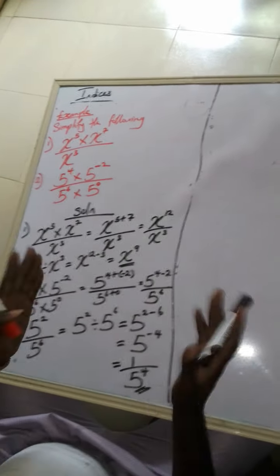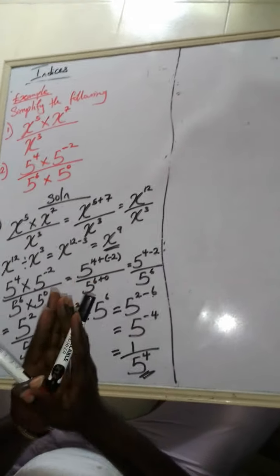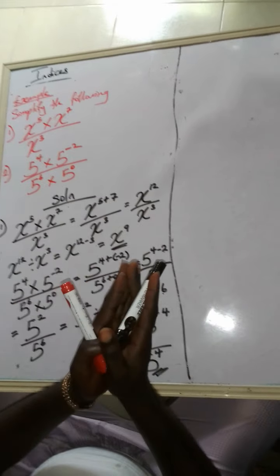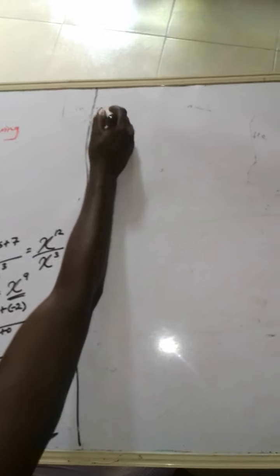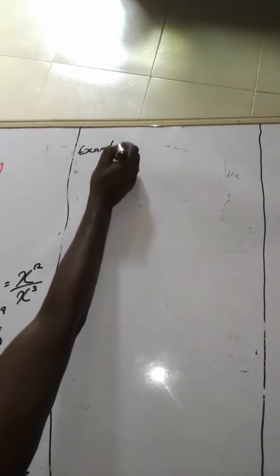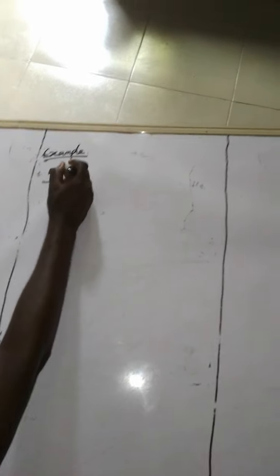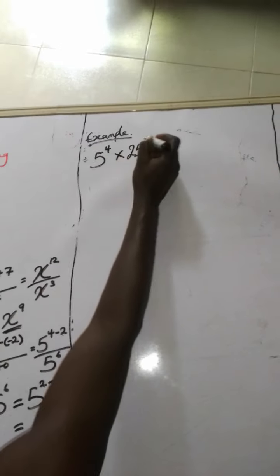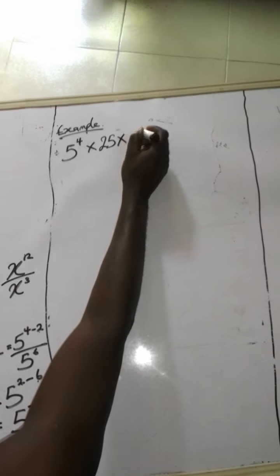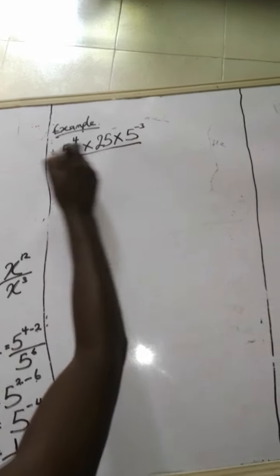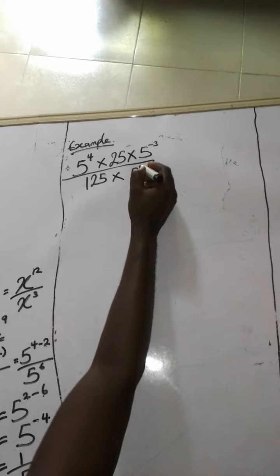Sometimes we can have a constant which is not the same, but it is very possible to make it the same constant so that we can work with the indices. That is, for instance, we have an example whereby we don't have the same constant. For instance, we have 5 raised to the power 4 multiplied by 25, multiplied by 5 raised to the power minus 3, all over 125 times 5 raised to the power 2.